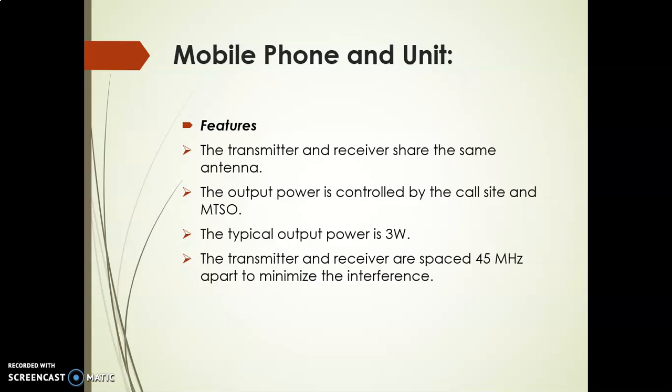The output power is controlled by the cell site and the MTSO, that is the mobile telephone switching office. The typical output power is 3 watt, and the transmitter and receiver are spaced 45 megahertz apart to minimize the interference. Interference is nothing but a disturbance. To minimize the disturbance, the transmitter and receiver are separated, spaced by a 45 megahertz band.